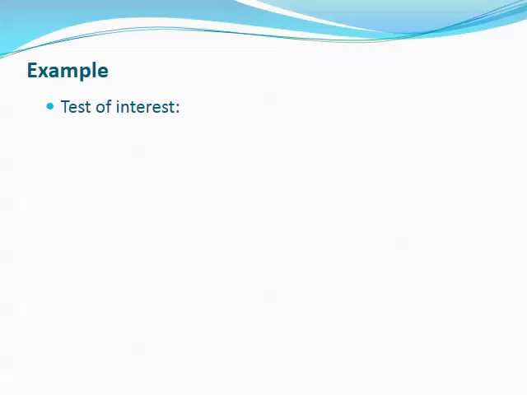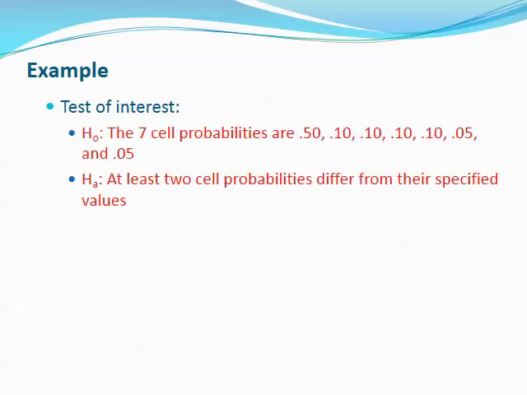So I want you to be able to specify the null and the alternative. What was hypothesized? Put that in the null hypothesis. Those numbers, that's the null. The 7 cell probabilities are, there it is. And the alternative says, no, I don't believe that. At least 2 cell probabilities are different than what they're specified to be. And so that's the null and the alternative that we're going to be working with. Here are the proportions. That's what the null says. And the alternative says, nope, I don't believe those values.